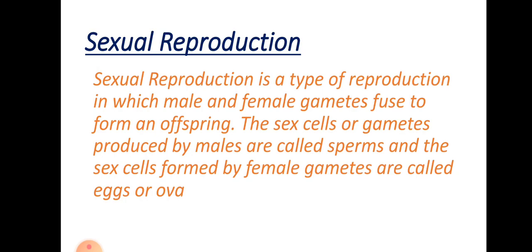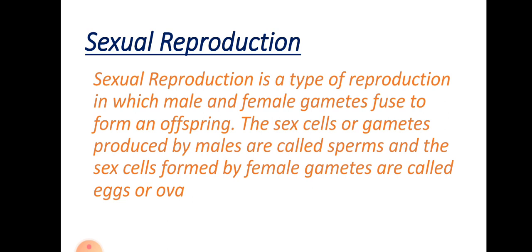Next we'll talk about sexual reproduction. So what is sexual reproduction? We already studied asexual reproduction in the last class. In asexual reproduction, only one organism is involved. It means only one kind of parent is involved, and there is no involvement of sex cells or gametes.